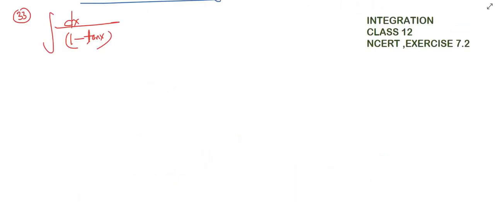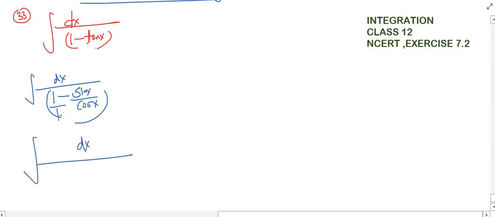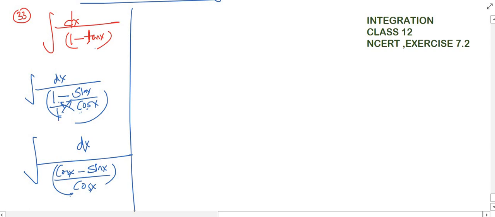This question is 99% similar to question 32. So let me do it. 1 minus tan x is what? Sin x by cos x. Okay? So now we can take the LCM here. What is the LCM of these two? Cos x, and this will go there and this here. So it is cos x minus sin x. Now to solve it, this will flip the denominator and it will be cos x by cos x minus sin x. Exactly similar to question 32.